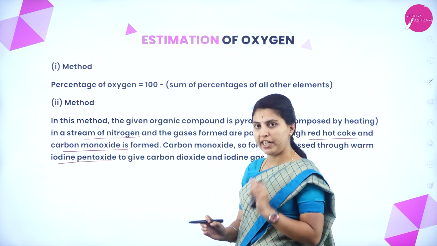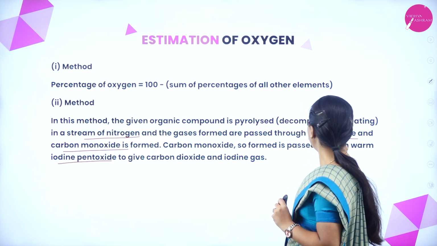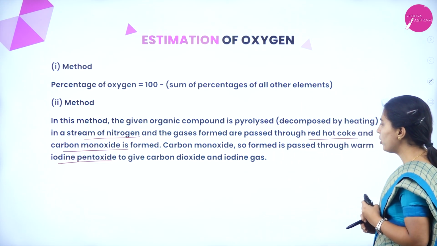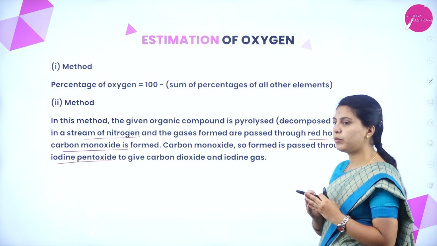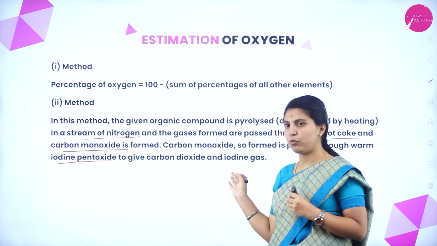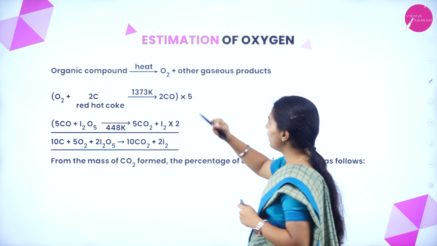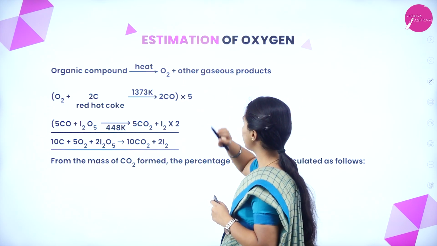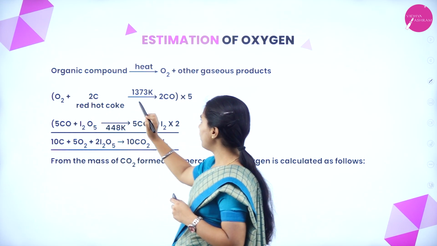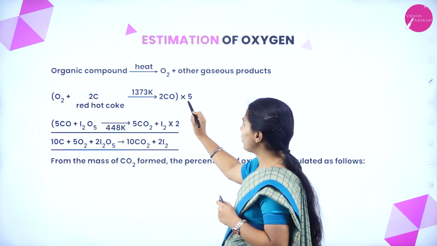In the stream of nitrogen, the gases formed are passed through red hot coke and carbon monoxide is formed. Whatever carbon monoxide is formed, it is warmed with iodine pentoxide to give carbon dioxide and iodine gas. So, when the organic compound is heated, oxygen will be formed along with other gaseous products. Or the oxygen is treated with red hot coke at 1373 Kelvin, it will form carbon monoxide.